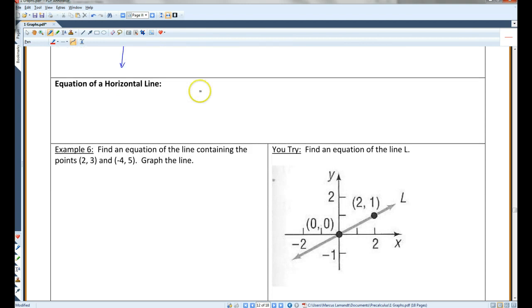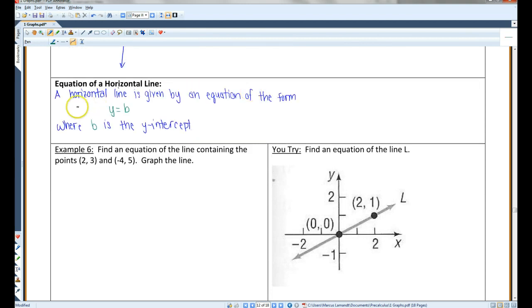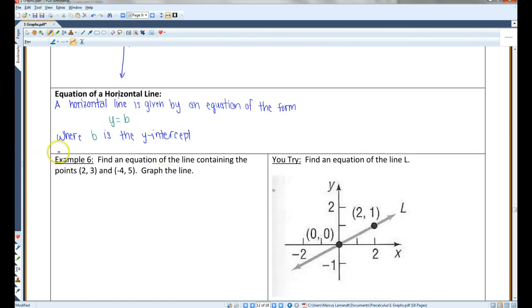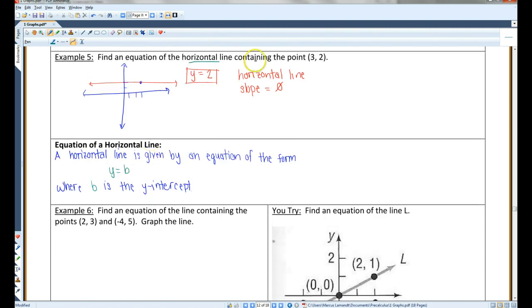Alright, so equation of a horizontal line. Alright, I wrote down basically what we just discussed. A horizontal line is given by an equation of the form y equals b, which is exactly what we had up here, where b is the y-intercept. So up here we had y equals 2, because 2 is the y-intercept of the equation.